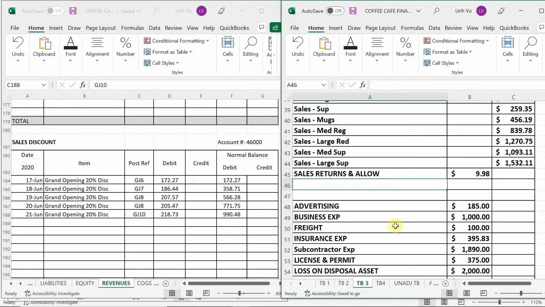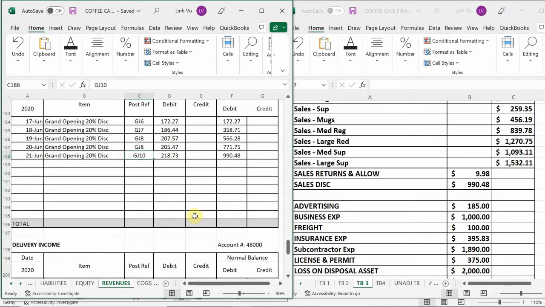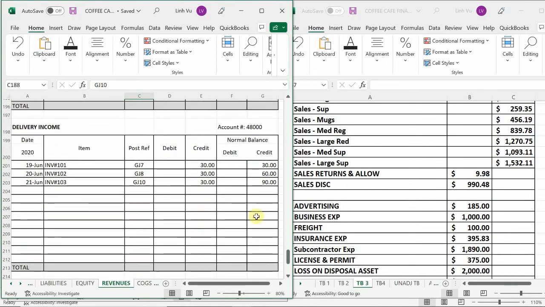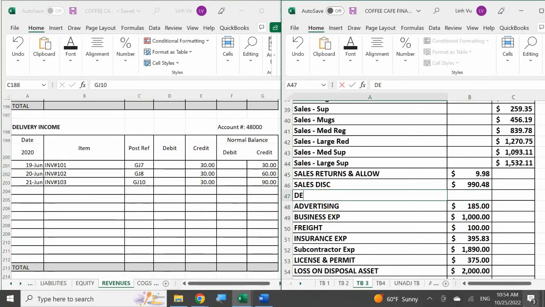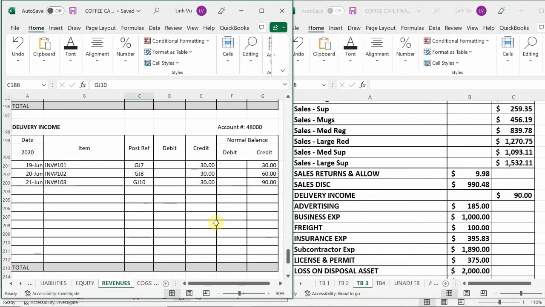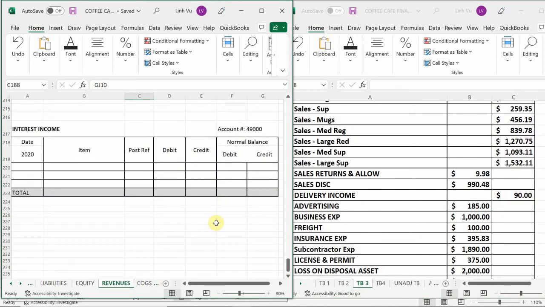Sales discount. I got some sales discount. Okay. $9.98. $990.48. Okay. Delivery income is $90 on the credit side, and then interest income, nothing.